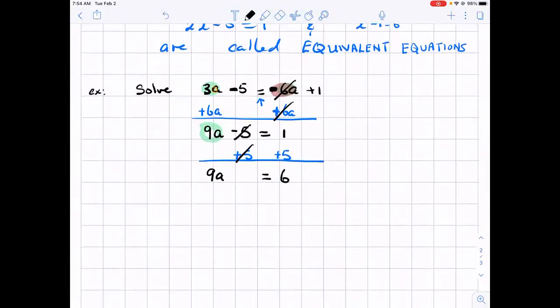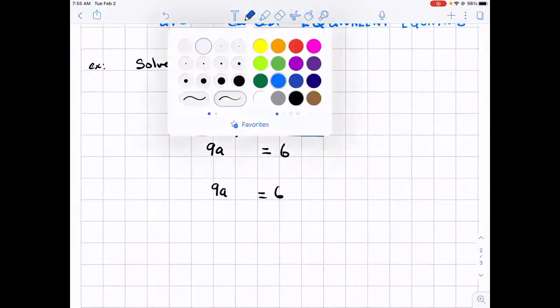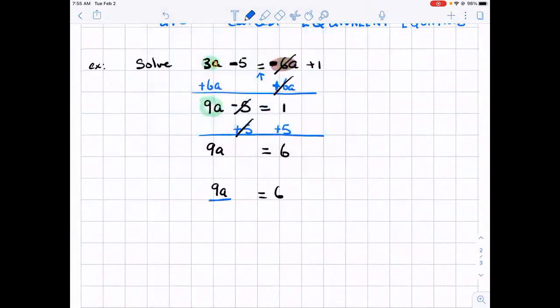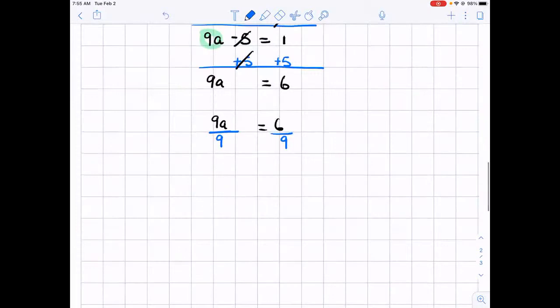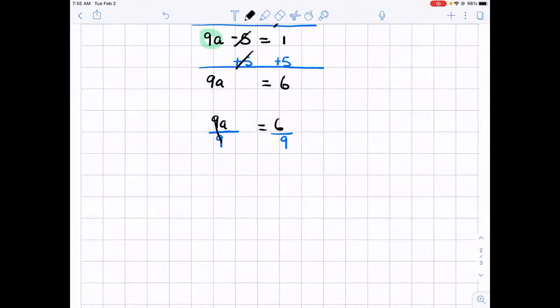And now we have to get a by itself. Now I'm multiplying, okay? 9a equals 6. I am multiplying the 9 and the a. So the opposite of multiplication is division. So I divide both sides by 9. And 9 divided by 9 becomes 1a, and we have 6 over 9.